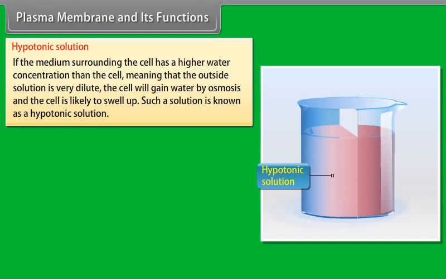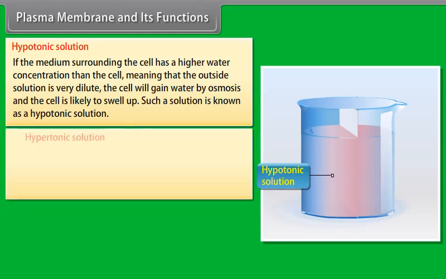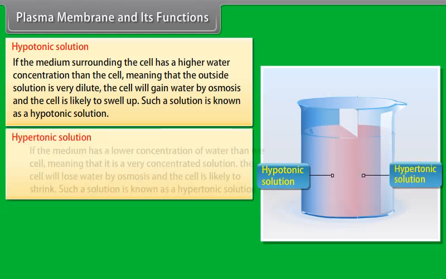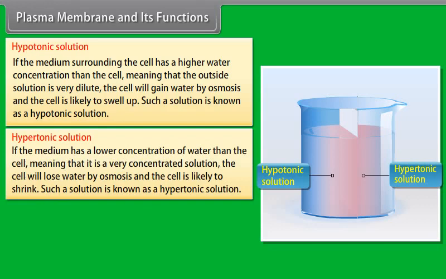In this process, the solution can be of three types: hypertonic solution, isotonic solution, hypotonic solution. Hypertonic solution. If the medium surrounding the cell has a higher water concentration than the cell, meaning that the outside solution is very dilute, the cell will gain water by osmosis and the cell is likely to swell up.